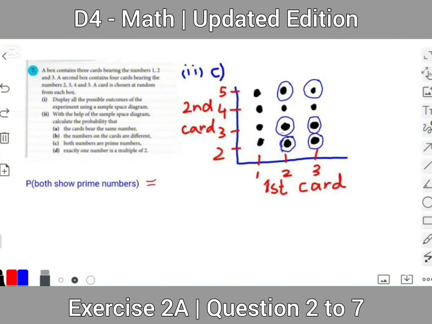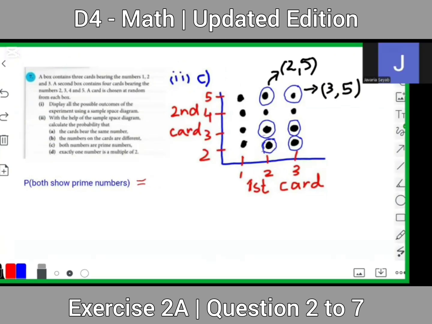Now let's take a look at the ordered pairs. Here we have this ordered pair, 2 and 5, both are prime numbers. This ordered pair is 3 and 5. This ordered pair also shows prime numbers.